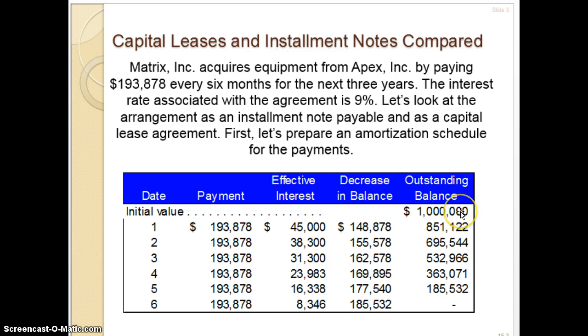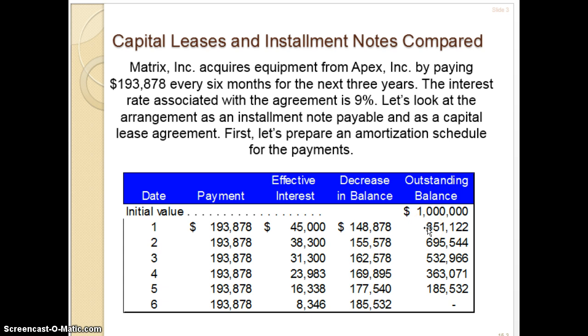So here's your outstanding balance of $1 million. You're paying every 6 months. So this first effective interest is calculated as $1 million times 9%, which is stated here, times 6/12 because it's half a year. And that will get you your $45,000. The payment is $193,878, so the difference between the two is a decrease in balance of $148,878. So you would take the outstanding balance of $1 million minus the $148,878, which gives you $851,122.